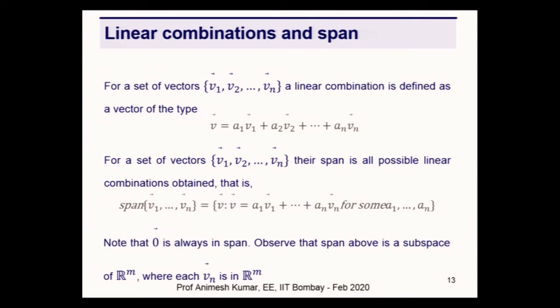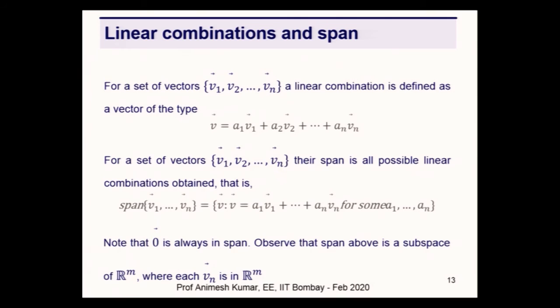The other thing that we know is that the span is a subspace of Rm, meaning m-dimensional real numbers, where each vector Vn is also in Rm. To be able to add these vectors V1 to Vn, we would require that they have the same dimension, right? If one vector is one dimensional and the other is two dimensional, you cannot possibly add them. So we are assuming that all the vectors are in the m-dimensional space of reals, and therefore we can add them.